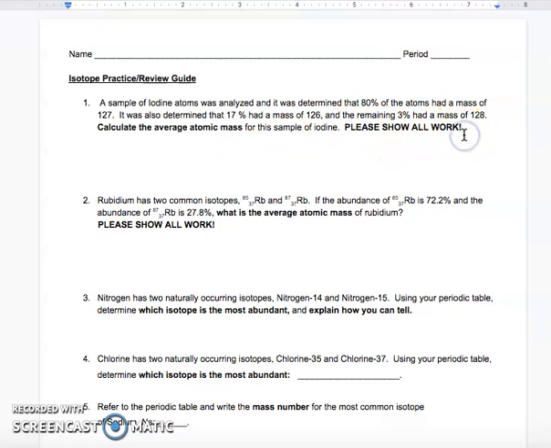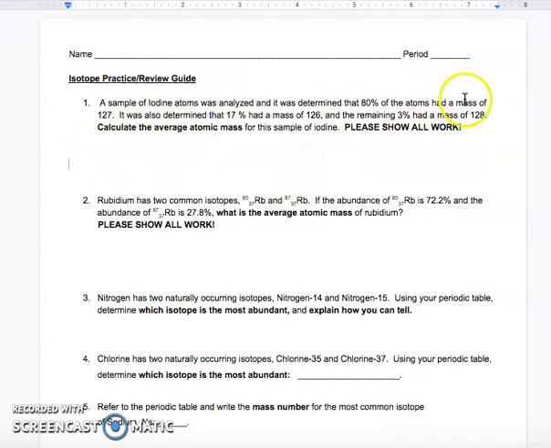So this first question, it's in a little paragraph form, but it's the same thing you've been seeing. It says a sample of iodine atoms was analyzed and it was determined that 80% of the atoms had a mass of 127. It was also determined that 17% had a mass of 126. The remaining 3% had a mass of 128. Calculate the average atomic mass for this sample of iodine. Please show all work. So the work part is the actual math.